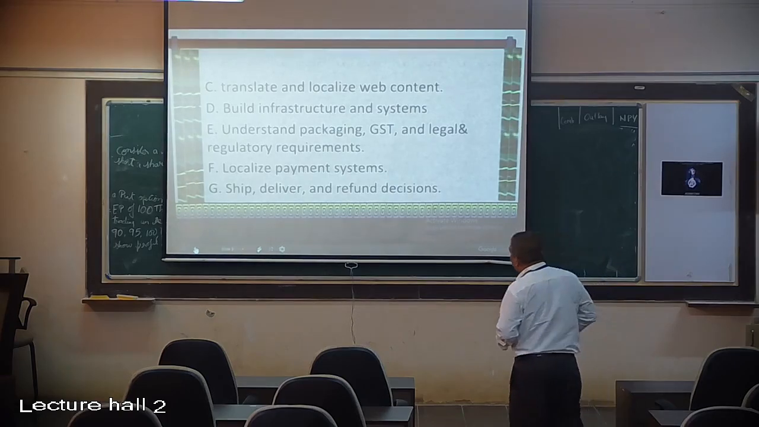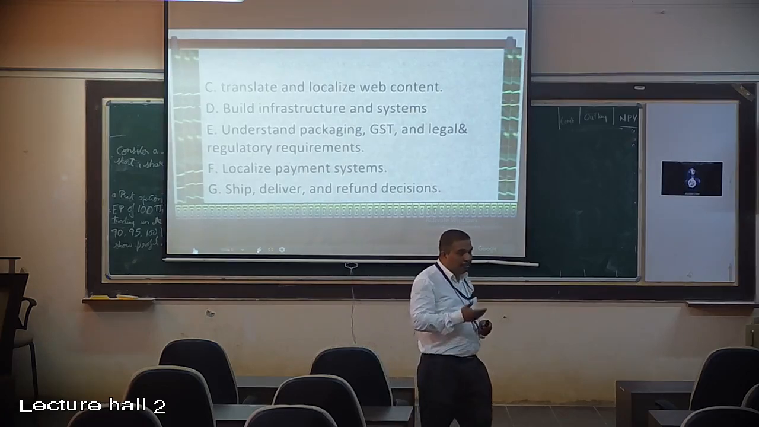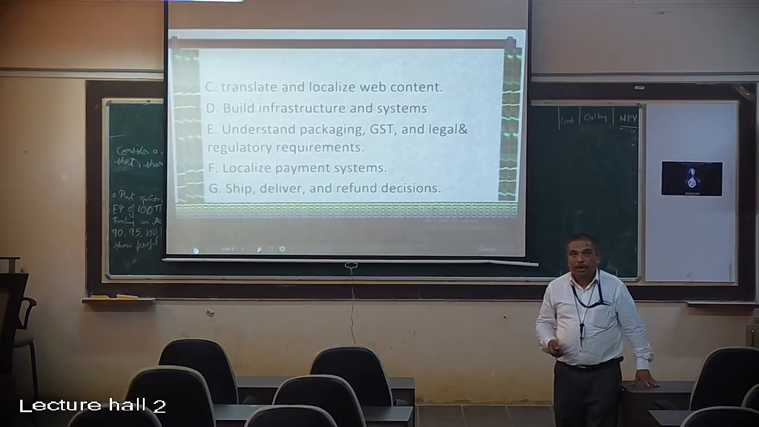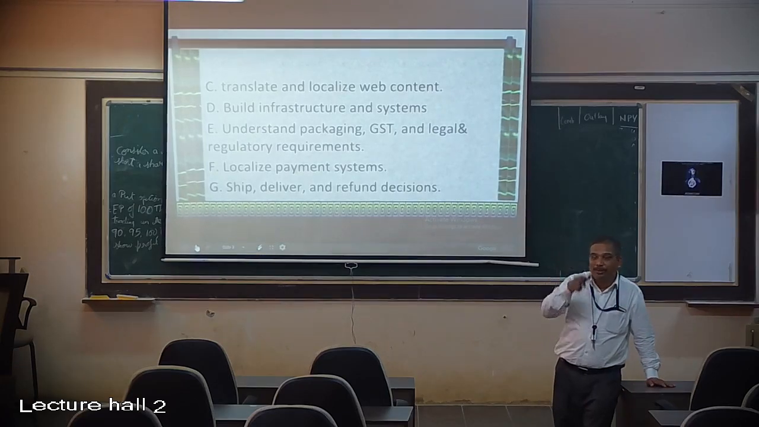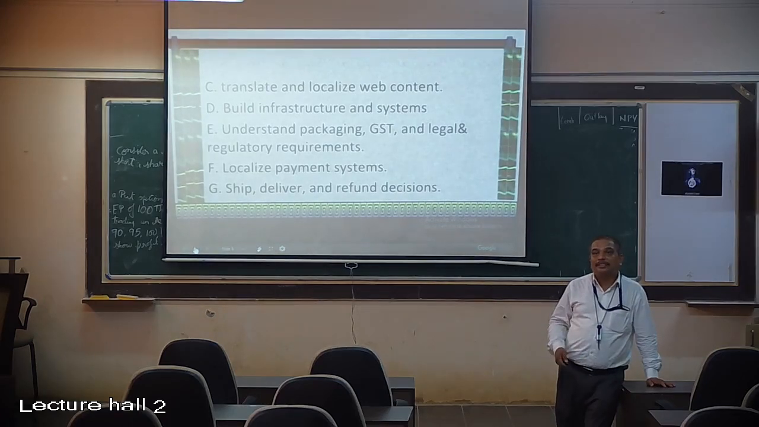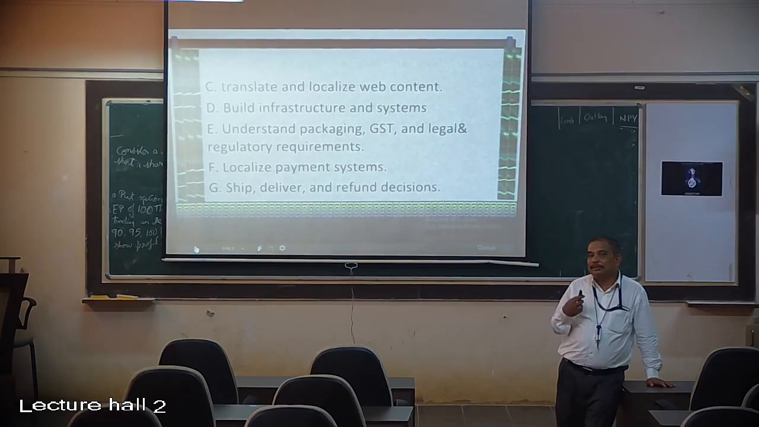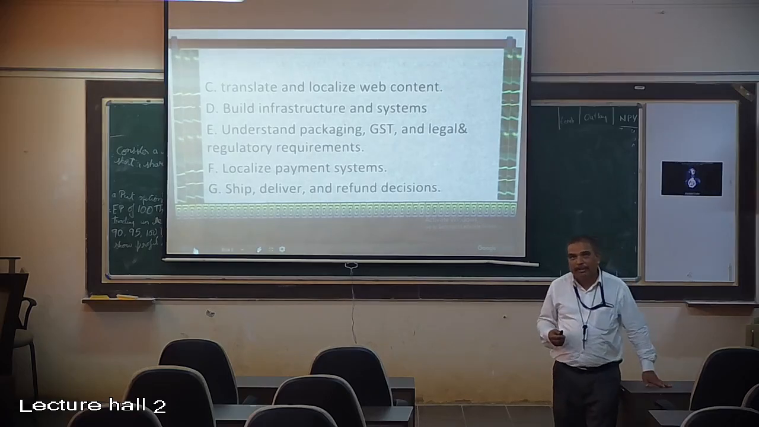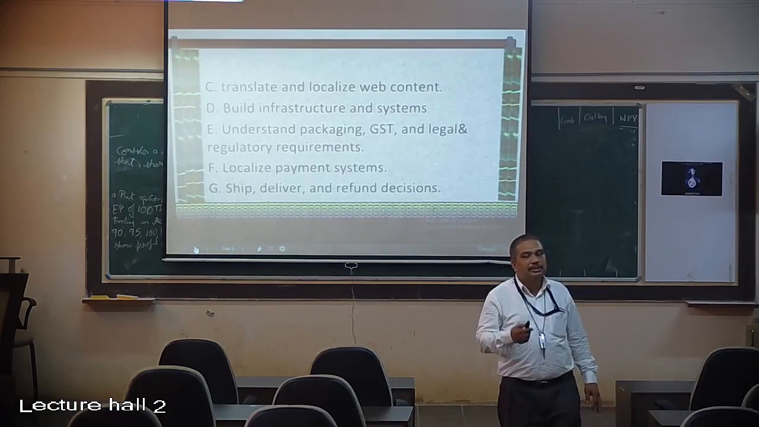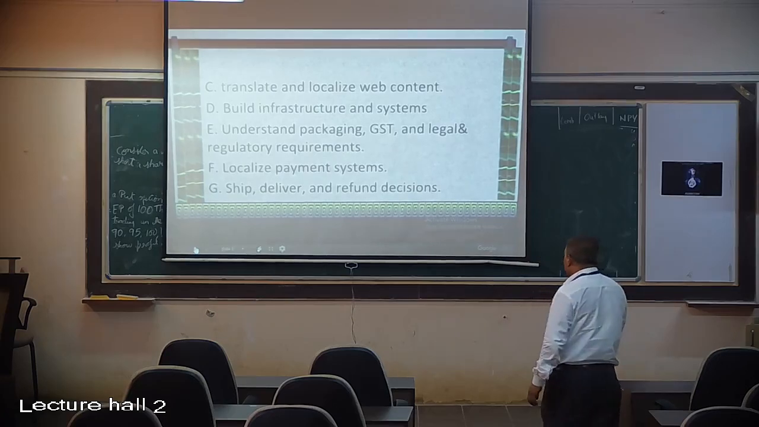And what are the refund decisions? If the product does not satisfy an international customer, can you ask him to send it back? Or can you dispose of the product in those countries only? And if at all the customer is allowed to send it back, what is the money that you are deducting from the total amount paid by the customer? Until what time? These decisions need to be taken when a company decides to go global.